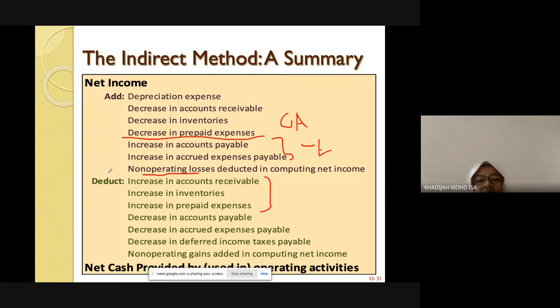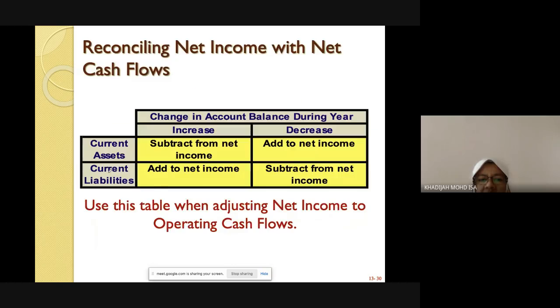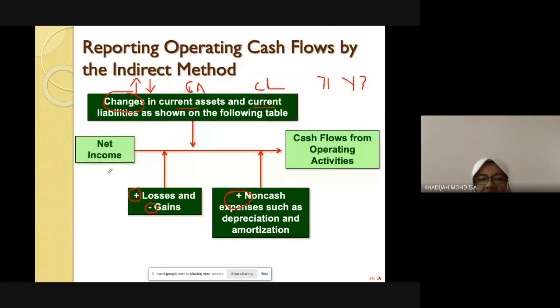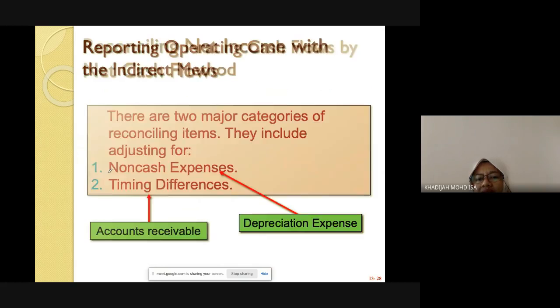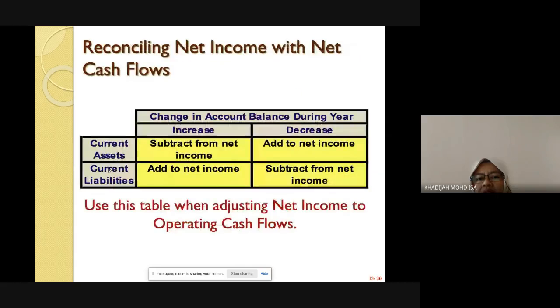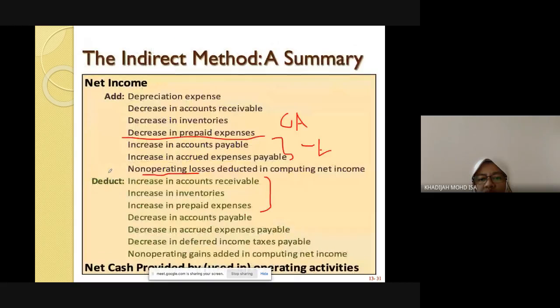Right. So maybe here it says decrease in accounts receivable. So again, current assets and current liabilities. I'm not sure why the marketable securities is not there. I think that should be part of the current asset. But later maybe you can check in the textbook. Here you have the accounts receivable, inventory, and your prepaid expenses, accounts payable, accrued expenses, and your non-operating losses.